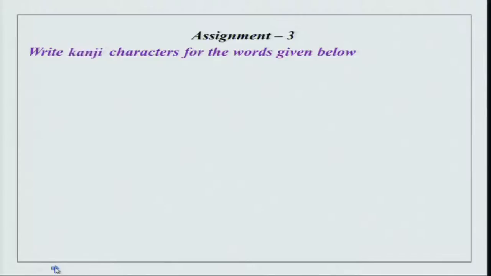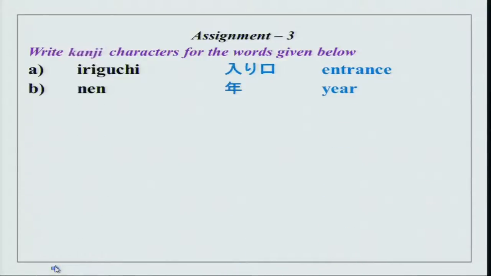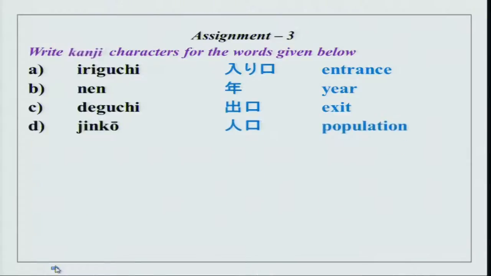Now, the third assignment is write kanji characters for the words given below. So, well, let us see what it was. Iriguchi, and you have the kanji character right here with the meanings in the extreme right. Nen. Deguchi. We have done all these characters in our previous lessons. So, I am sure you were able to do it properly. Jinko. Kuni. You can also repeat after me for practice.